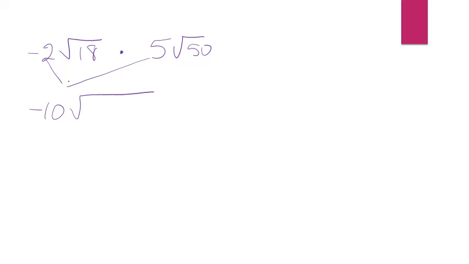We have negative 2 times the square root of 18 times 5 times the square root of 50. We go ahead and combine our negative 2 and 5, which gives us negative 10, times the square root. And we can do this two different ways. If we go 18 times 50, that's 900.